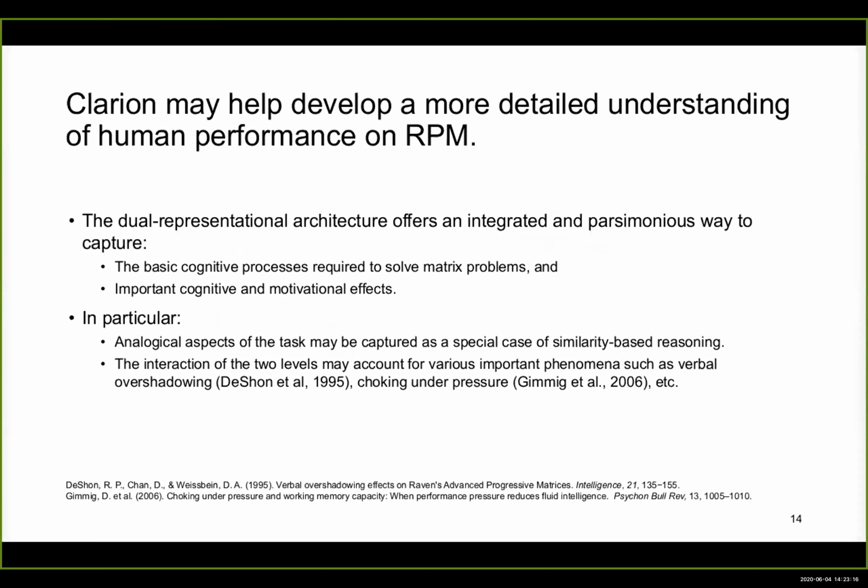So why look into Raven's matrices with Clarion? It's because we think that the dual representational architecture can offer an integrated and parsimonious way to capture both cognitive processes involved in the task, as well as some important effects. In particular, what we're interested in doing is capturing the analogical aspects of the task as a special case of similarity-based reasoning. And we also want to use the interaction of the two levels to account for various phenomena, such as verbal overshadowing and choking under pressure, which I'll talk about more later.